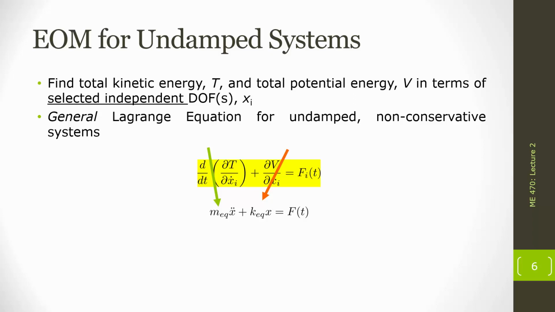Then when we do the partial derivative of V with respect to our positions, we're going to get some coefficient in front of a non-derivative term, just x I'm going to call it here. That coefficient is going to be K_EQ, the equivalent spring constant.